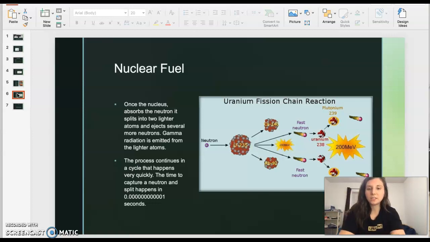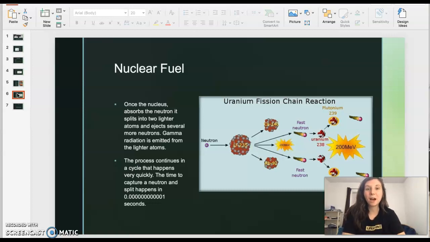And so, the picture I put up there kind of demonstrates the neutron moving in to split the nucleus, which splits off into 2 lighter atoms, and then you have other neutrons going to split up those 2 lighter atoms, which then split into other smaller parts. And so you just see this continually moving on and on.